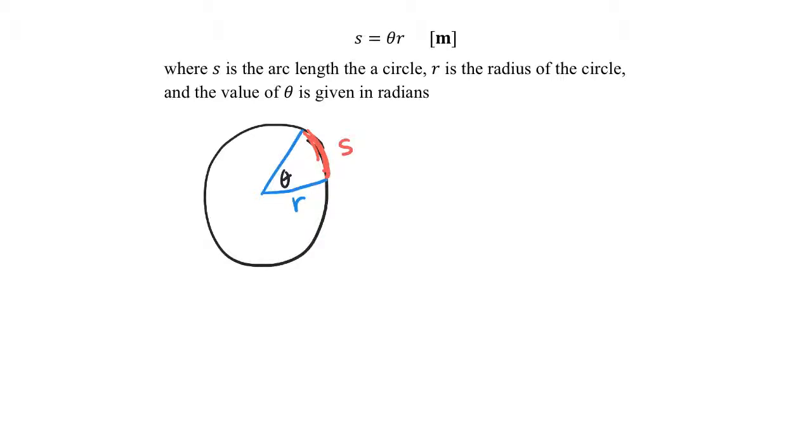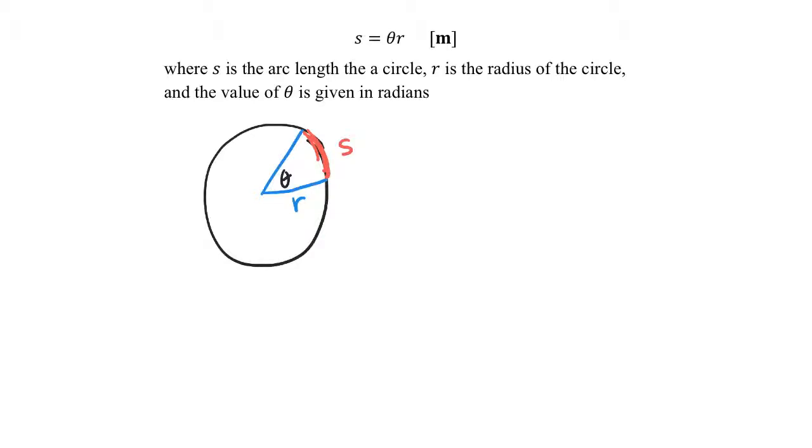Or if it's 180 degrees, 180 degrees is how much of a circle? Half a circle. So if you wanted the arc length for half a circle, you could do the whole circumference and then divide by 2. So there were ways to determine arc length when you were in geometry. This is just a new way to do it.